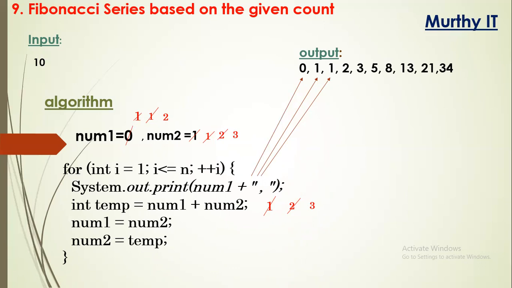Now the fourth iteration. What value is stored in the number 1 variable? 2 is stored. That 2 will be printed. Like that, until 10 iterations. We already finished 4 iterations; for the remaining 6 iterations it will be updated the same way. So finally our required first 10 Fibonacci series numbers will be printed.